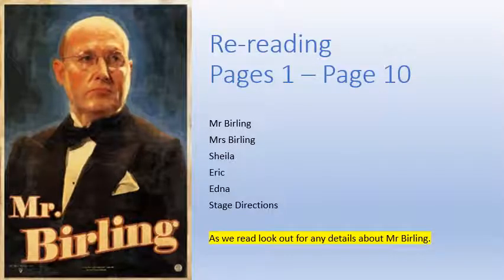Now you are going to reread pages 1 to 10. We'd have people acting it out where we're in school, but we're not, which more's the pity. But anyway, reread pages 1 to 10, and as you go through, highlight and annotate any details about Mr Birling.